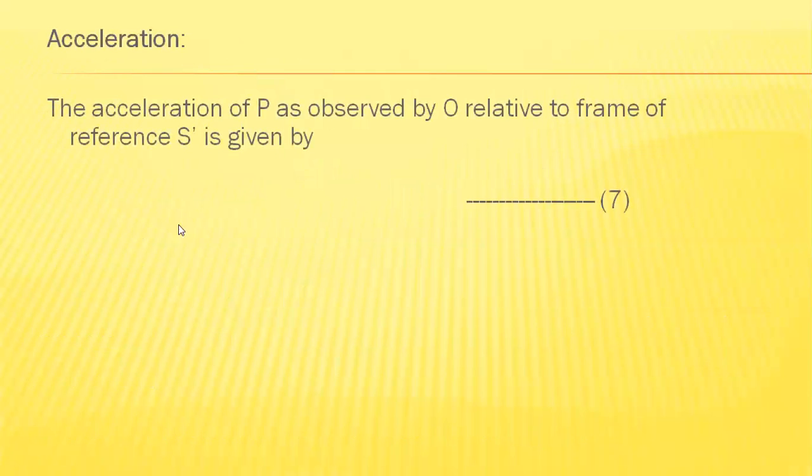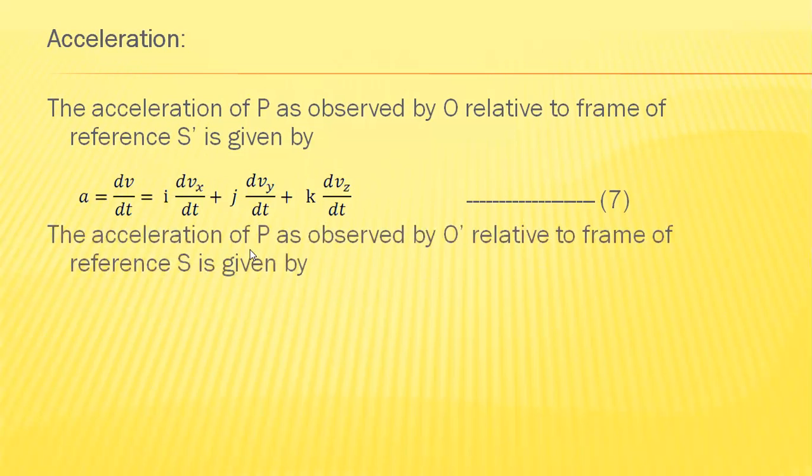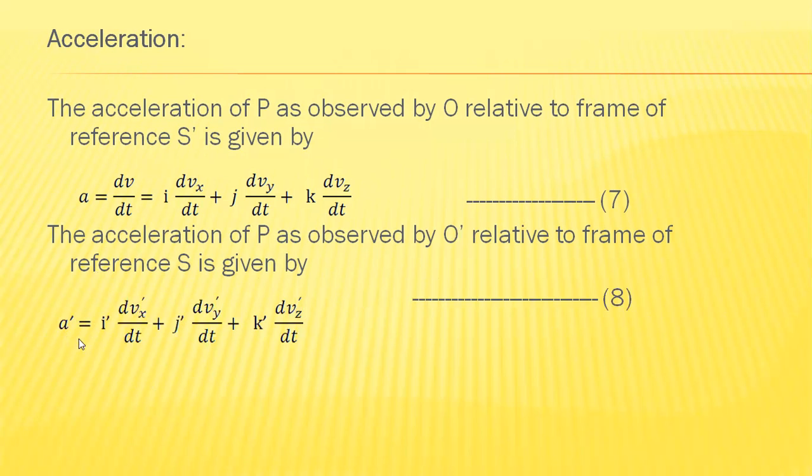Now let us calculate the acceleration. The acceleration of the particle as observed by O is the rate of change of velocity: a equals i dvx/dt plus j dvy/dt plus k dvz/dt. That's equation 7. The acceleration of the particle P as observed by observer O' relative to frame of reference S' is a' equals i' dvx'/dt plus j' dvy'/dt plus k' dvz'/dt.